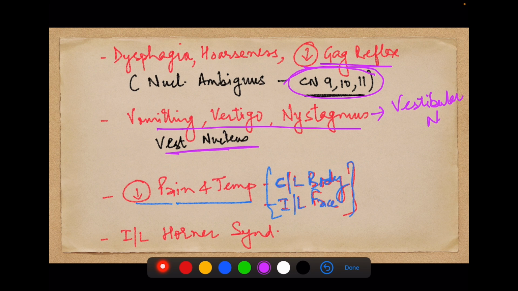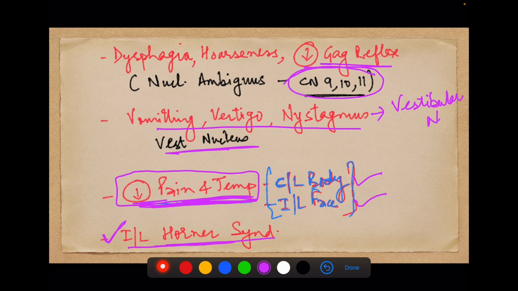Now, what about the sensory loss? The lateral spinothalamic tract is getting affected, and the lateral spinothalamic tract is the one which carries the sensation of pain and temperature. So there will be loss of pain and temperature of the contralateral body and ipsilateral face. Some of the sympathetic fibers might get affected on the same side, which will result in Horner syndrome.